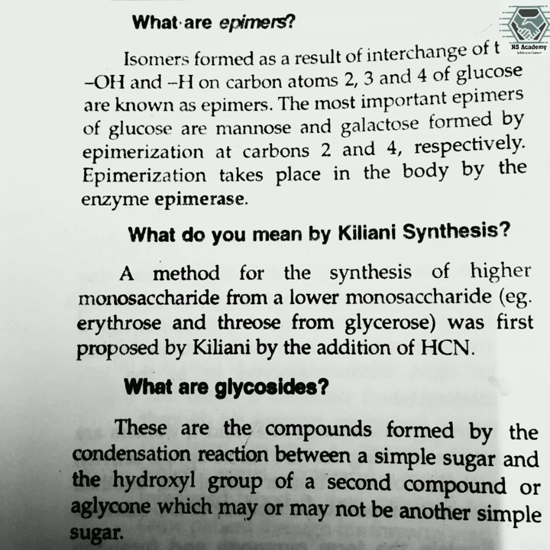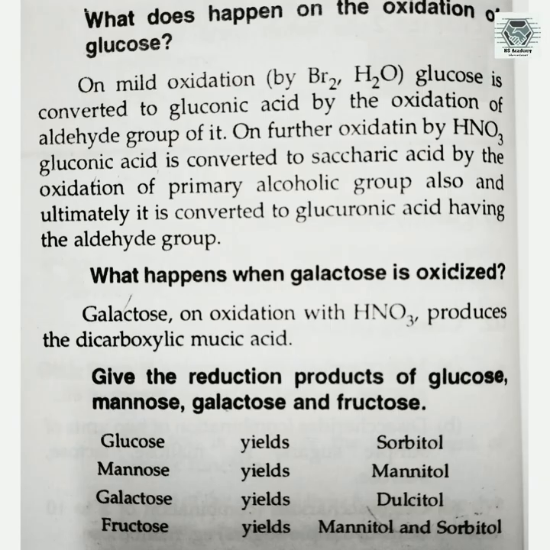What do you mean by Kiliani synthesis? A method of the synthesis of higher monosaccharide from the lower monosaccharide. What happens on the oxidation of glucose? On mild oxidation, glucose is converted to gluconic acid by the oxidation of the aldehyde group. On further oxidation by HNO3, gluconic acid is converted to saccharic acid, and ultimately it is converted to glucuronic acid having the aldehyde group.